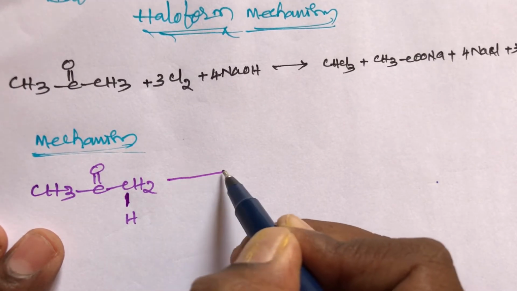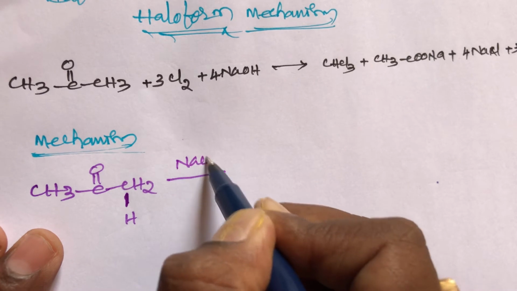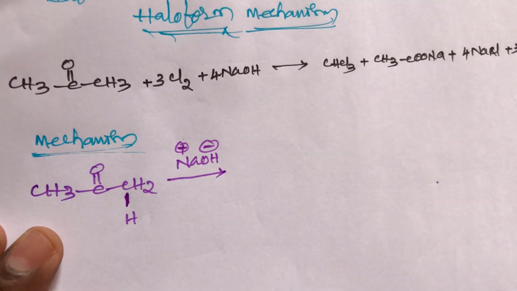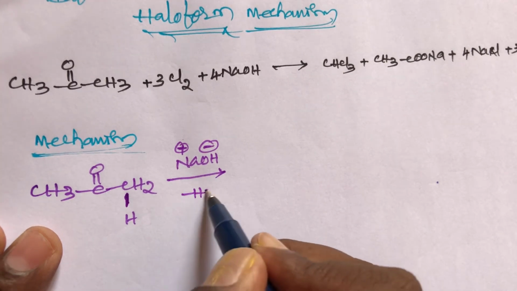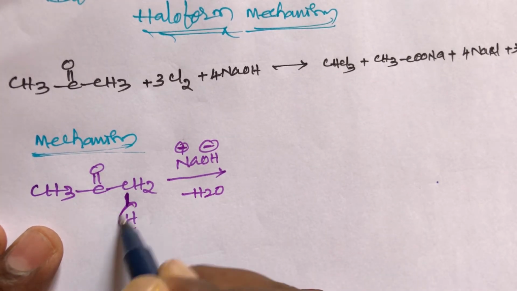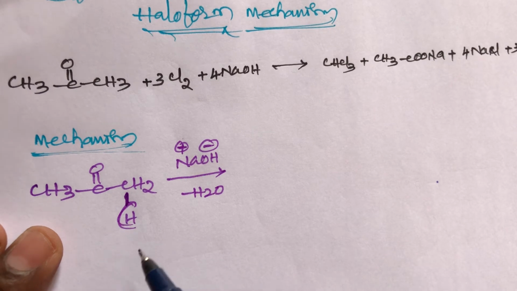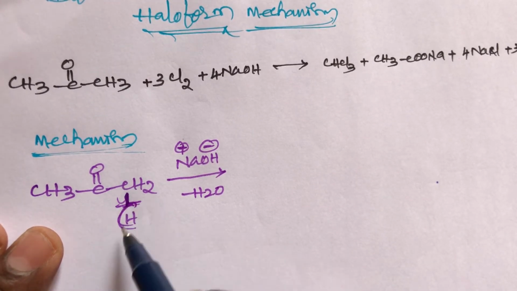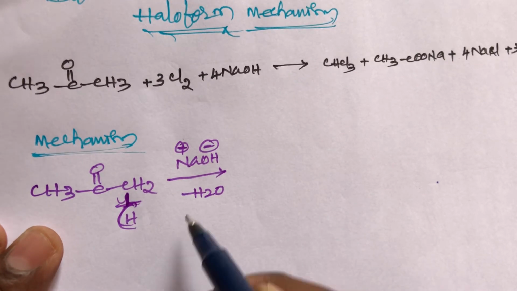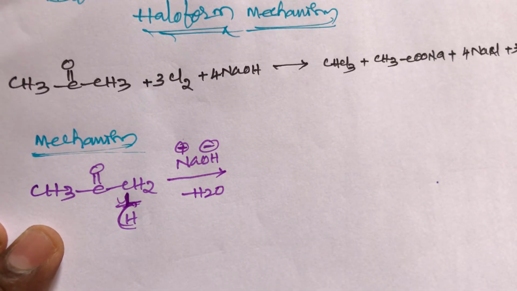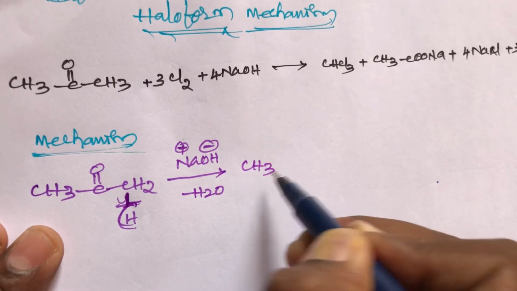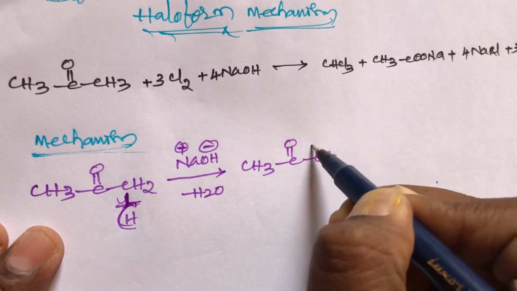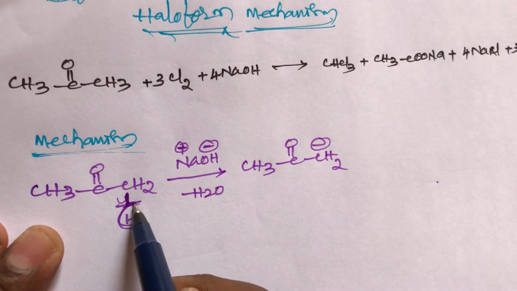This acidic hydrogen reacts with NaOH, that is the base, generally Na plus and OH minus. Students, in this first step water is eliminated. This H plus bond is breaking, the bond shifts towards the carbon side, this carbon gets a negative charge and this hydrogen gets a positive charge. So we get the product CH3 then CO then CH2 minus, because this H plus is breaking here.